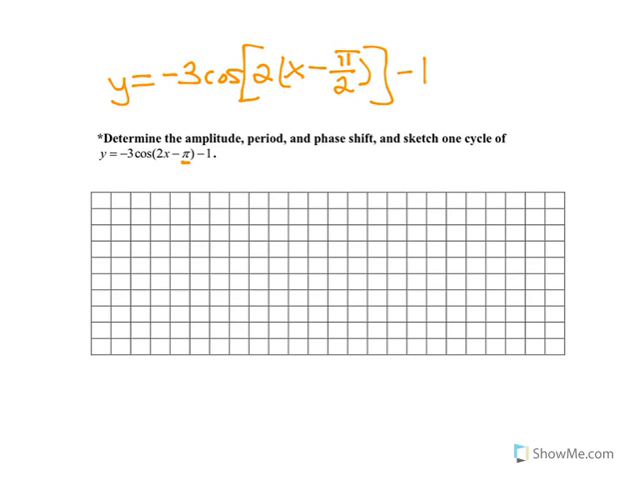So the new period, your period is going to be 2 pi divided by the b value, which is 2, so your period will be pi. And they just want 1 cycle on this one, so let's go ahead and set up our scale.